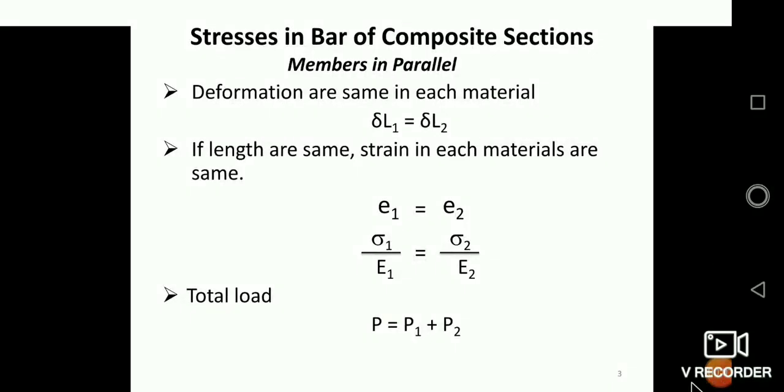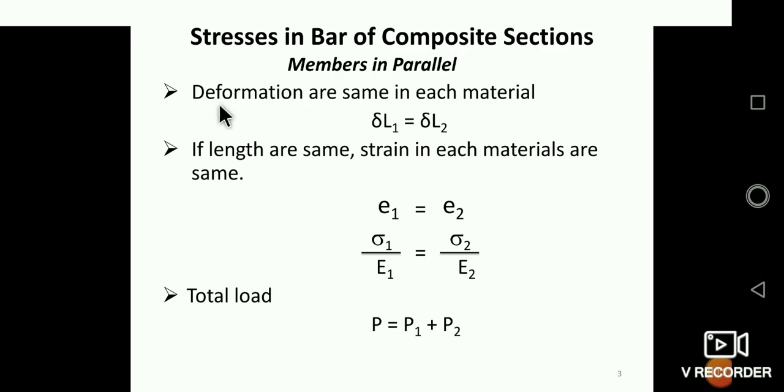The next important part of this topic is the stresses in bars of composite sections. We have already studied the sums on stresses in bars of composite section in the last lecture, about members in series, and now we are starting with the next type, which is members in parallel. Let's study some important formulas and points before going to the sums.